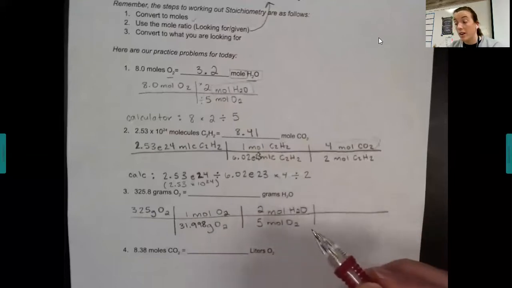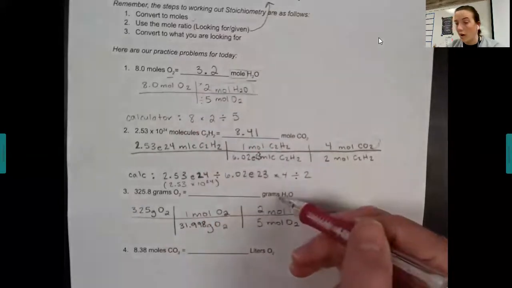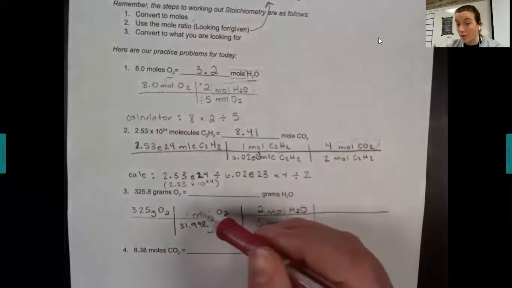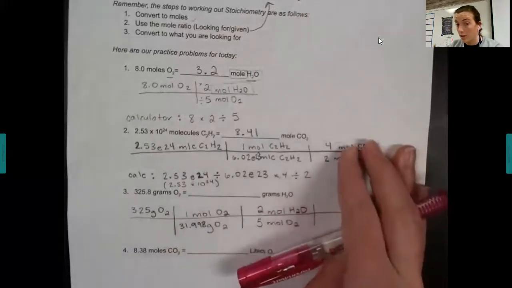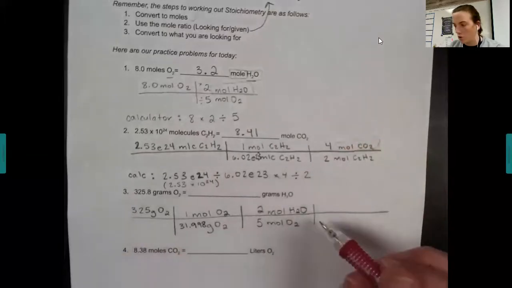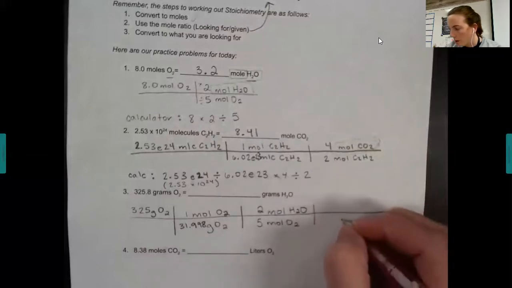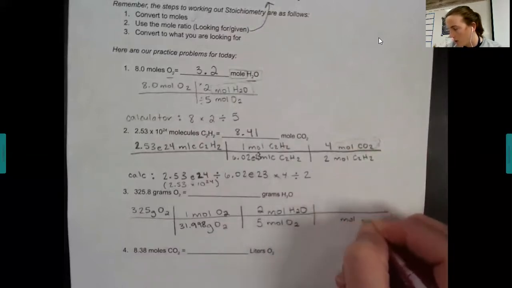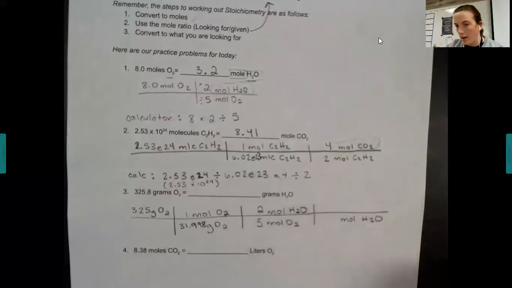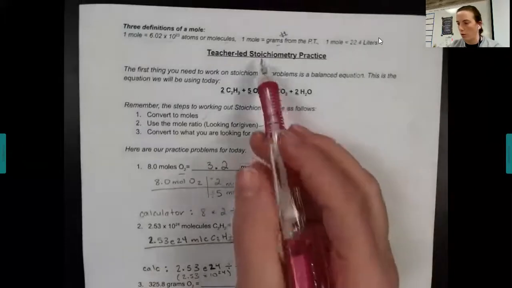And now here, I do need to go to the third step, because convert to what you're looking for. I'm looking for grams. If I were to stop here, my answer would only be in moles of water. So now I need to add this extra track. Okay, so if we have moles of water here, then the bottom of the next track is going to have moles of water again. But this time it's just going to be 1 mole of water, because the definition says 1 mole of water.